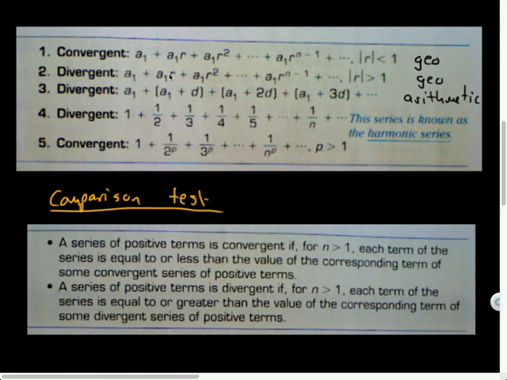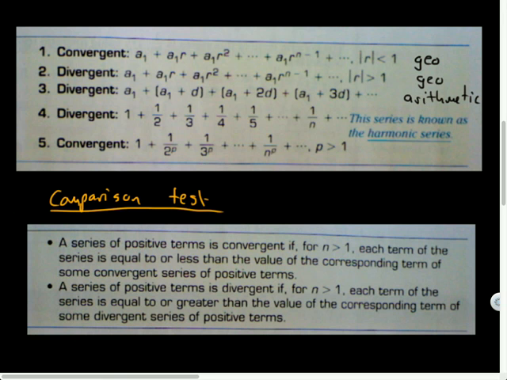Like if all my terms are bigger than terms that add up to a number like infinity, then it also adds to infinity. Or if it's smaller than a series that adds to a finite number, then my numbers must also add to a finite number. So it's a matter of comparing. Is it smaller than that or is it bigger? And then you're able to make a conclusion of it being convergent or divergent.